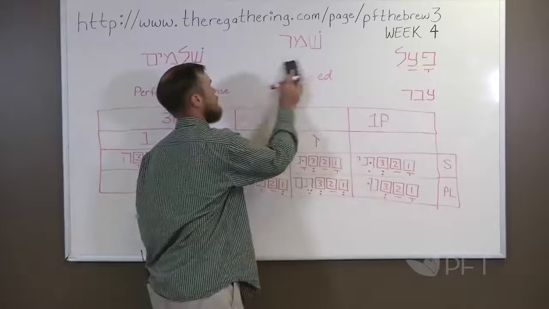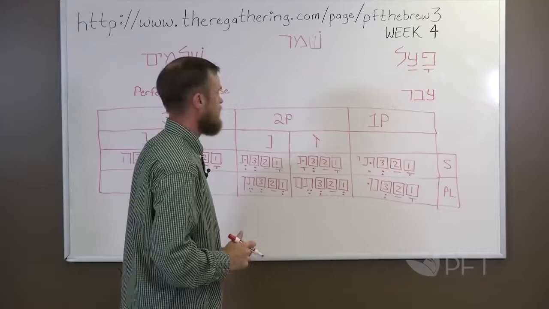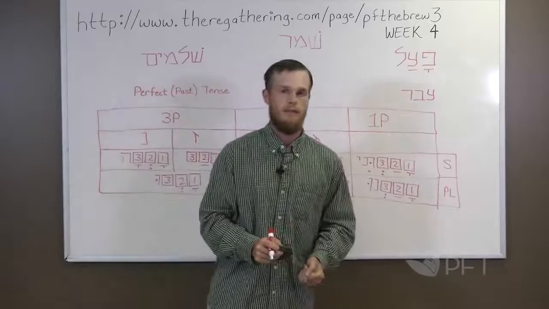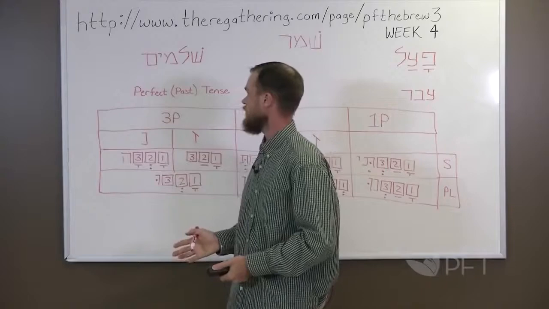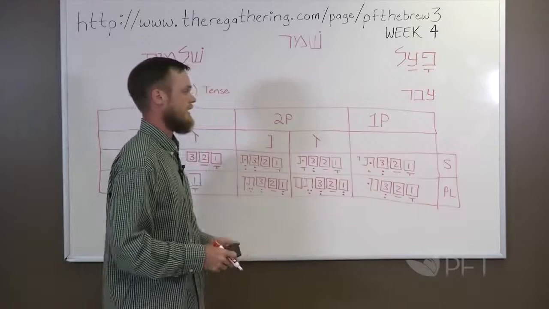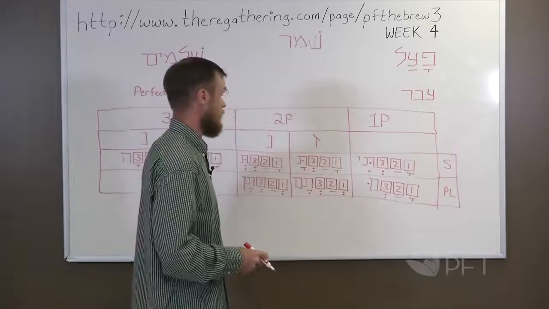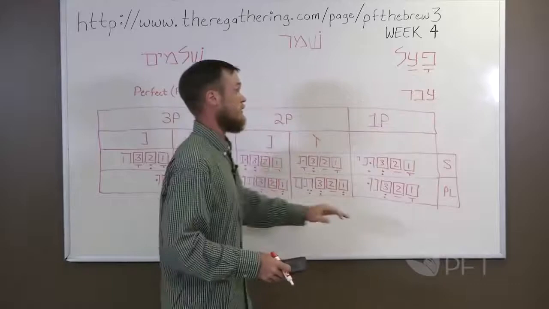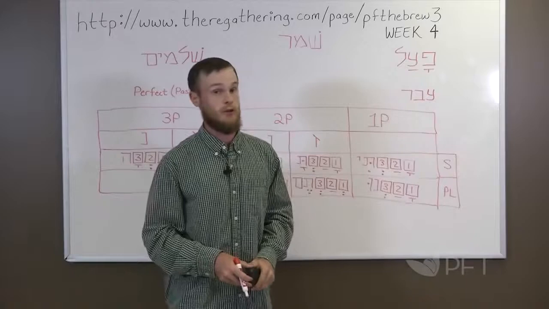Like I say, you're going to encounter many charts that look just like this. I encourage you to memorize this chart. This is the simple binyan, the simple gizra, and the endings on these verbs closely match the endings on the pronouns that go along with them. So this is a great one to memorize, and once you start learning other binyanim and other gizrot, and other tenses, it's going to become a big jumble real fast.